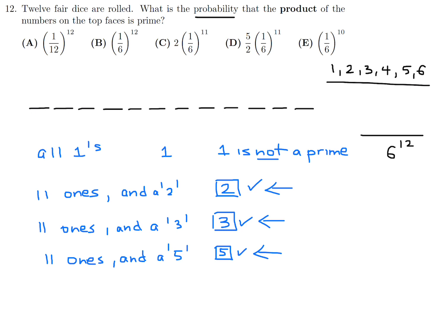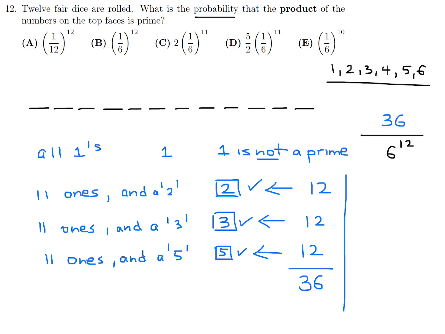So for each of these, you've got 12 possible ways of that happening. The 2 could be any of these 12 positions. I mean, you get the point. So in total, we don't have 3. We have 12, 12, and 12, 36 ways of doing this. So that is the numerator. All right? Now, 36 over 6 to the power of 12 is not one of the answer choices in that exact form. So no problem.